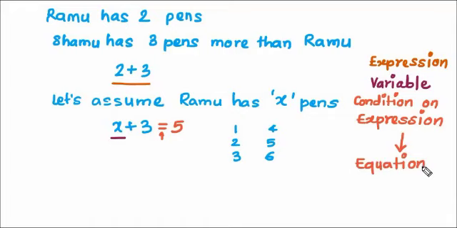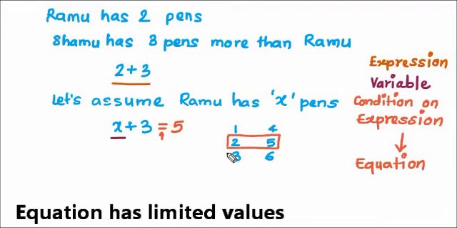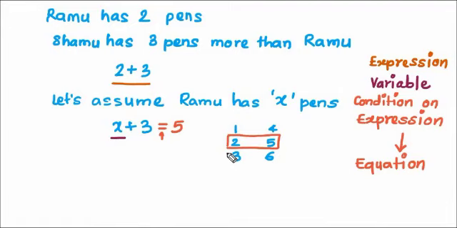The moment we have an equation, it has limited values, because when is Shamu's pen count equal to 5? Only under this situation, when Ramu's pens are 2. So X can have only one value in this case. X is equal to 2. And by putting a condition on an expression, we are limiting its values. So an equation has limited values, whereas an expression has unlimited values. Now we have seen what is an equation, we have seen what is a variable.